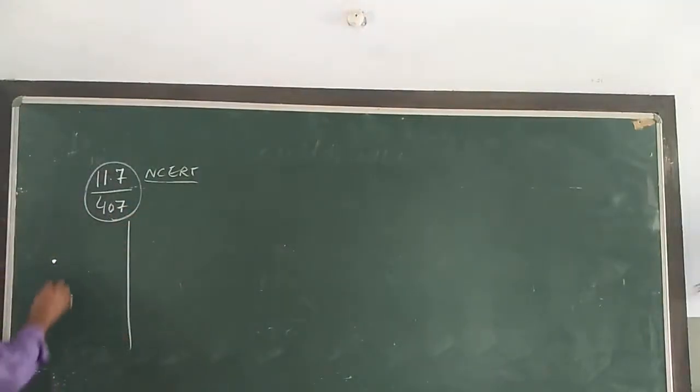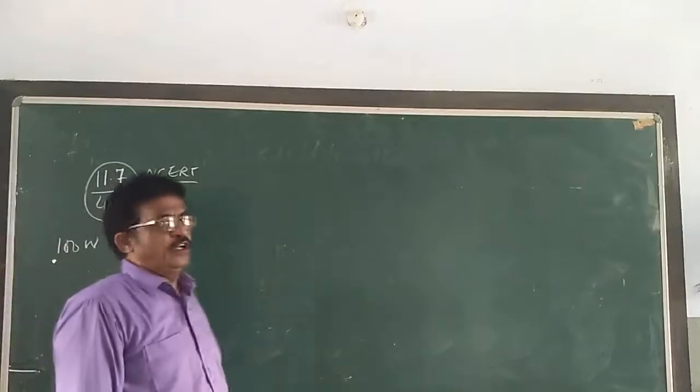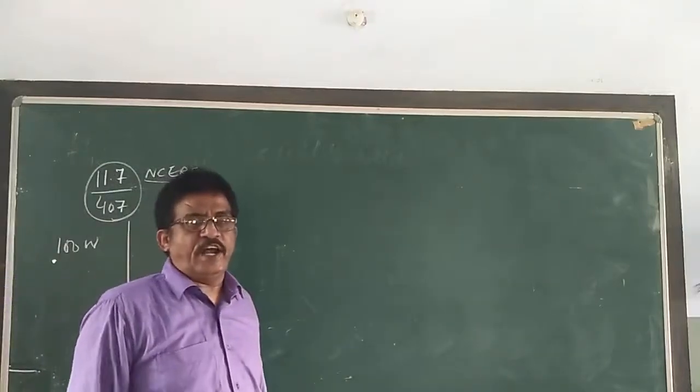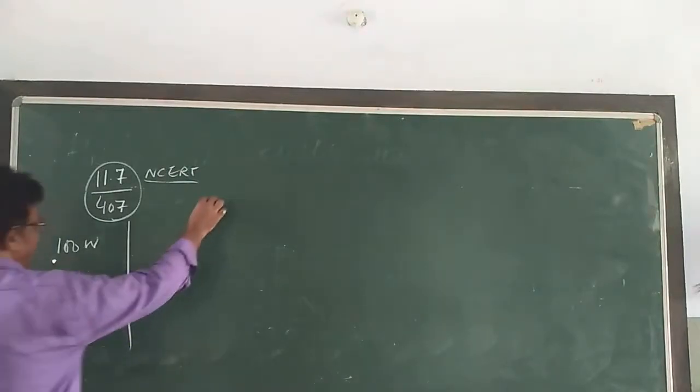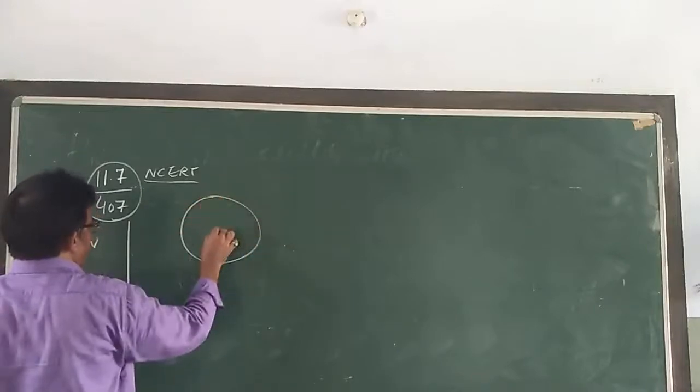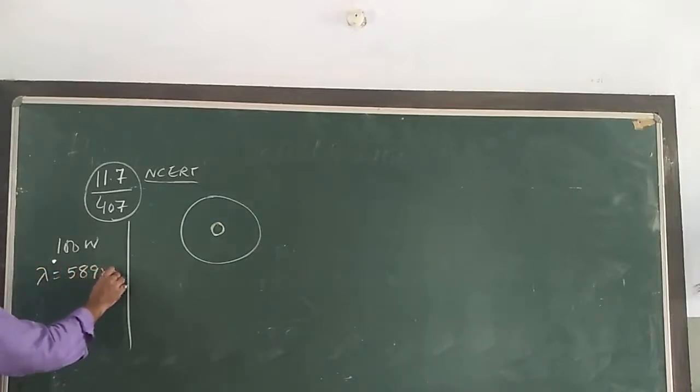A 100-watt sodium lamp radiates energy uniformly in all directions. It radiates light in all directions. So the lamp is located at the center of a large sphere. Suppose this is a large sphere and here is the lamp that absorbs all the sodium light which is incident on it. The wavelength of light is given, that is 589 nm.